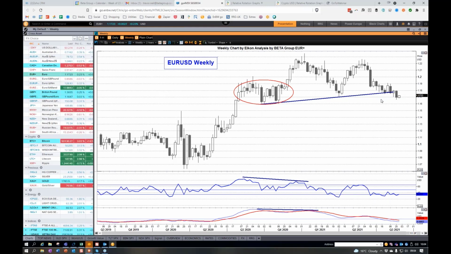It's a break. Now I've got to tell you, I'm of this view, myself, that this is a big break up for the dollar, down for big currencies like the euro and the pound. We'll see a similar pattern in the pound.